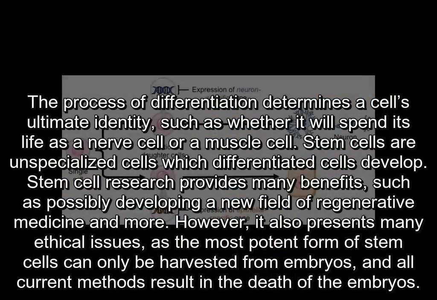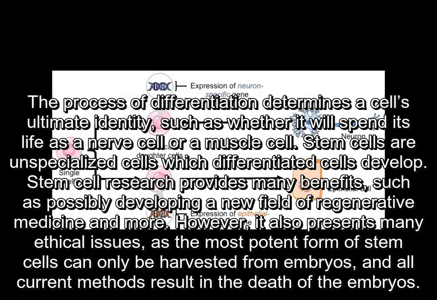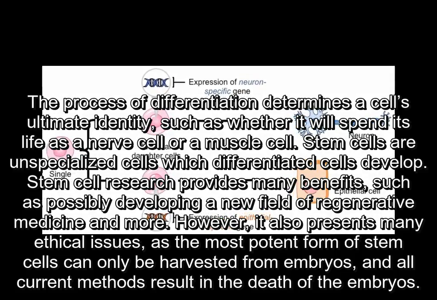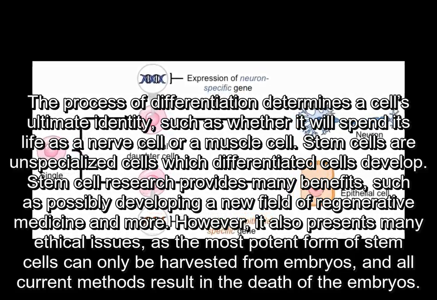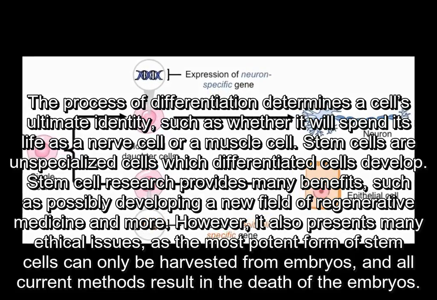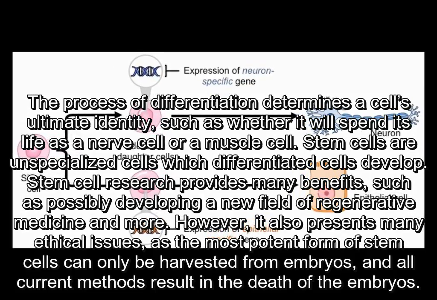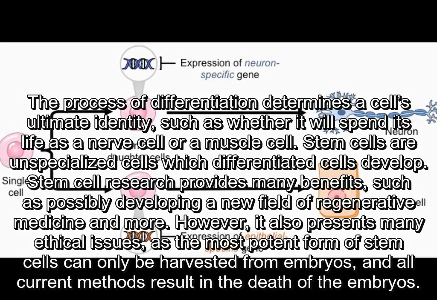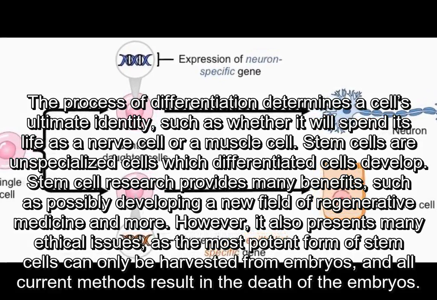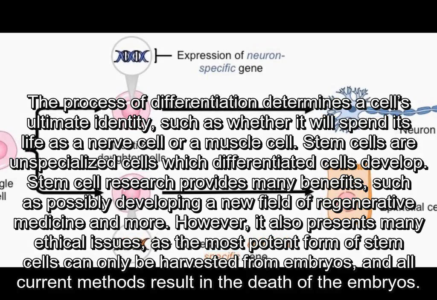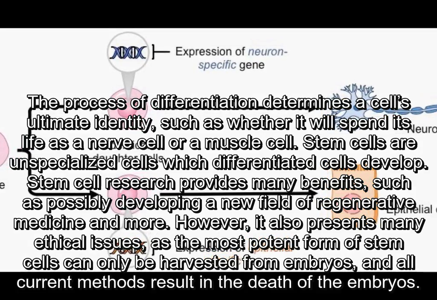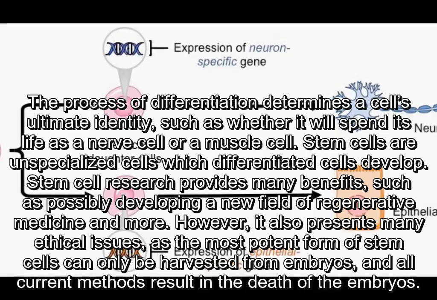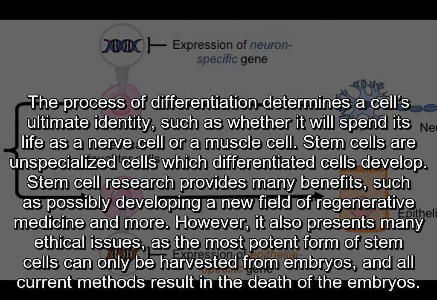Stem cells are unspecialized cells from which differentiated cells develop. Stem cell research provides many benefits, such as possibly developing a new field of regenerative medicine and more. However, it also presents many ethical issues, as the most potent form of stem cell can only be harvested from unborn embryos, and all the current methods leave the embryo dead.